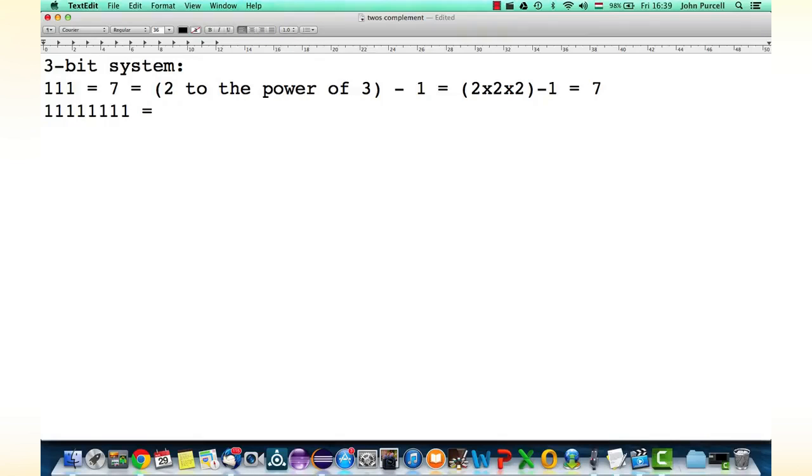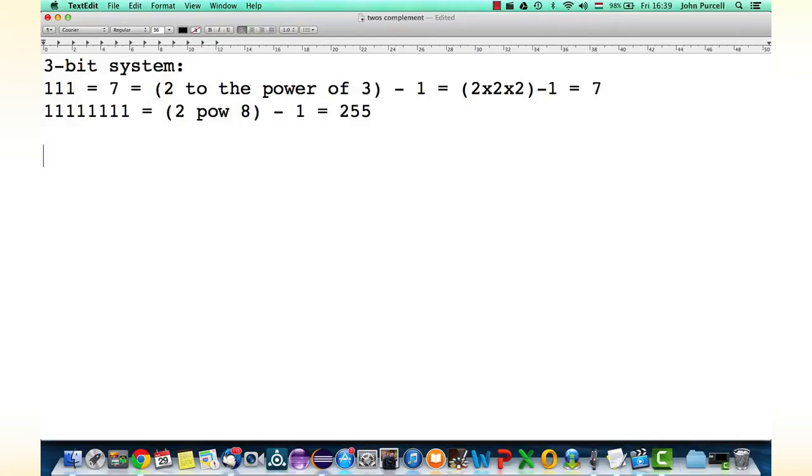That's going to be equal to 2 to the power of 8 minus 1. And 2 to the power of 8 is 256, so minus 1, we get 255. Now, what about if you want to have signed values in there?